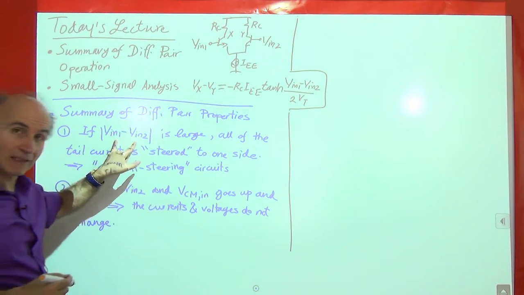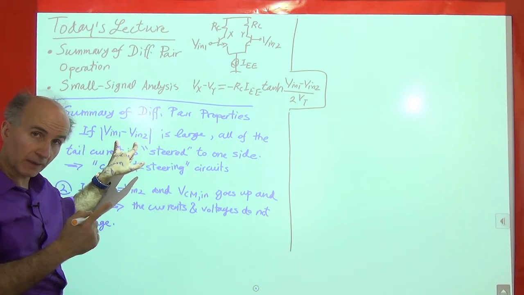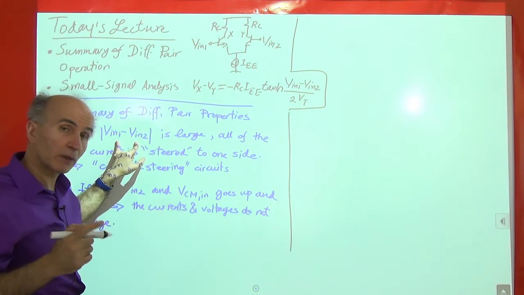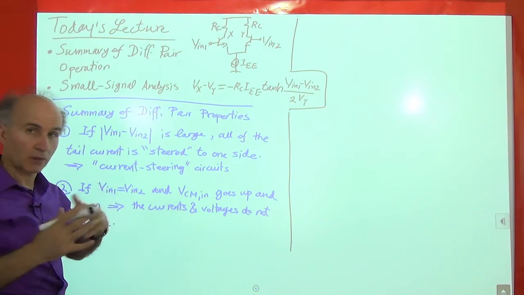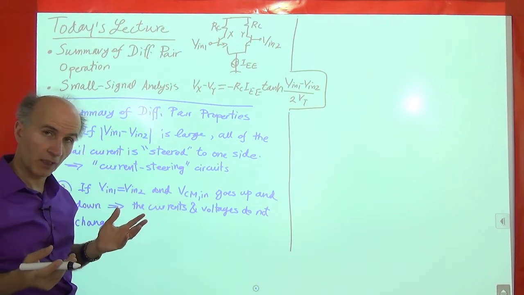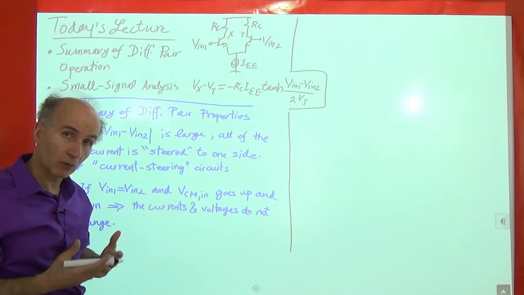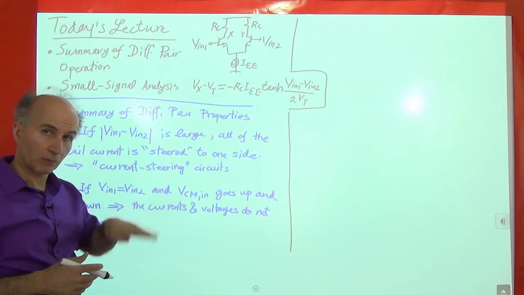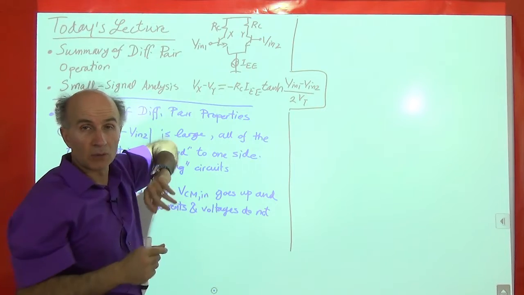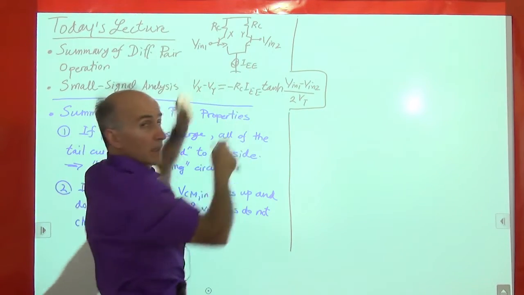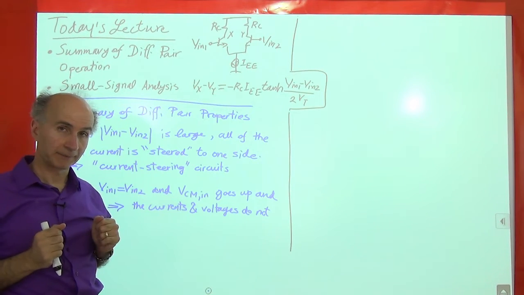You can see that if the difference between V in 1 and V in 2 changes, the circuit does respond to it, it does something. But it does not respond to the common mode input. If the input common mode goes up and down, the circuit doesn't know. The currents don't change, the voltages do not change. We can also say that the circuit rejects common mode changes at the input. So if these two together go up and down, the circuit doesn't do anything. But if they go in opposite directions, then the circuit responds to it. Okay, that's the beauty of the differential pair.